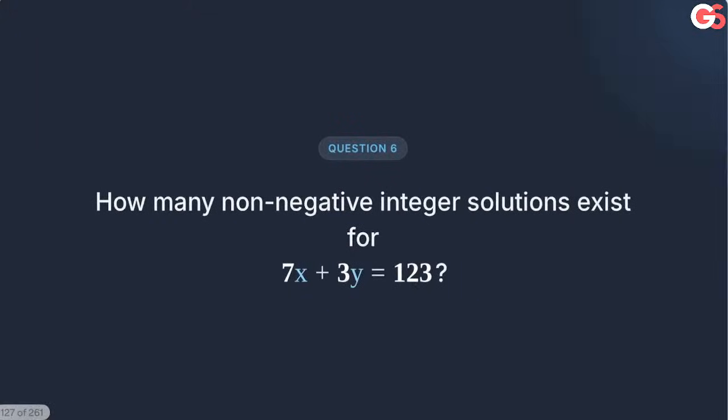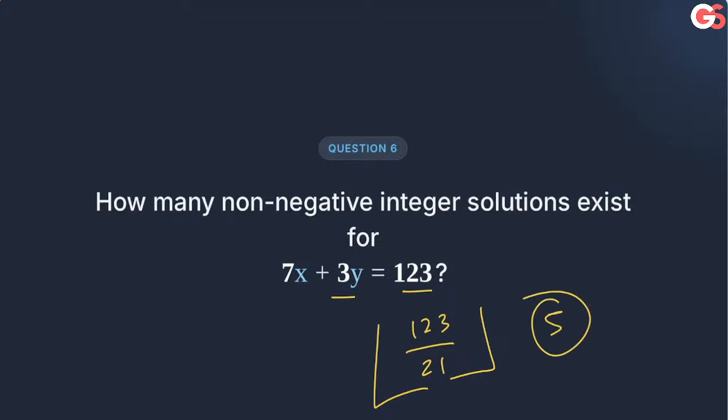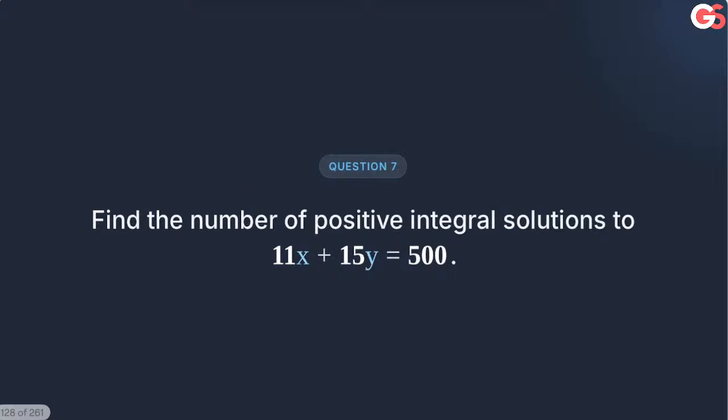I think all of you must have done it right. 3 is a factor, so 123 upon 21. And this is going to be the answer. 21 5s are 105, 26 is 5 is the answer, right? Right? Now, this one. Here we need to do what I told you earlier.